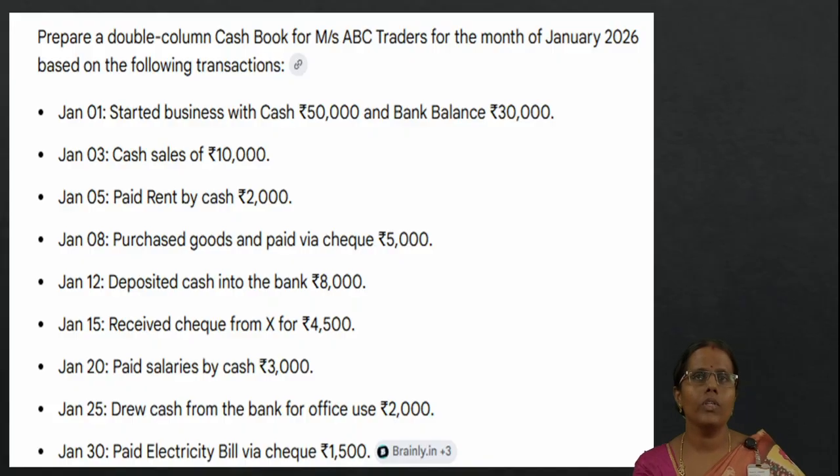Next we have to go through the cash book example for double column cash book. In this problem, prepare the double column cash book for M/s ABC Traders for the month of January 2026 based on the following transactions. First, January 1, started business with cash 50,000 rupees and bank balance 30,000 rupees. For this, we have to enter the opening balance amount.